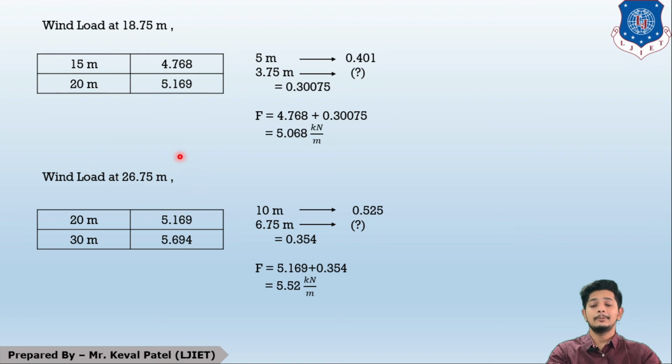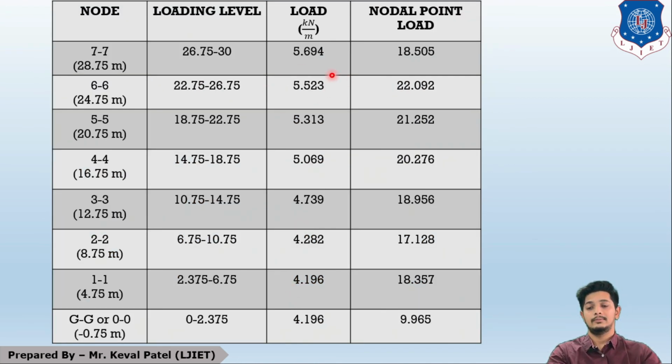Let us move to the other, that is 26.75 meter loading height. For that, the same cross multiplication will be followed and the gap will be added to the base value. So F for 26.75 meter becomes 5.52 kilonewton per meter. I will put this value again here. Same applies for the rest. So I have prepared column number 3 with the help of the previous table and cross multiplication. It is quite simple. It can be taken simply as interpolation.